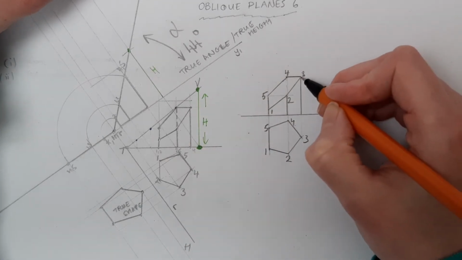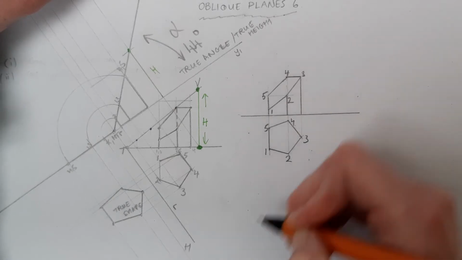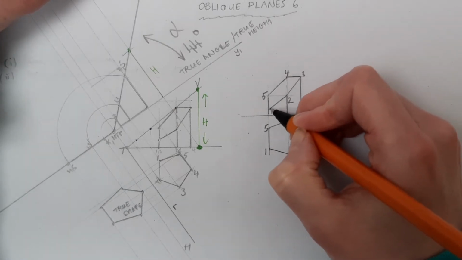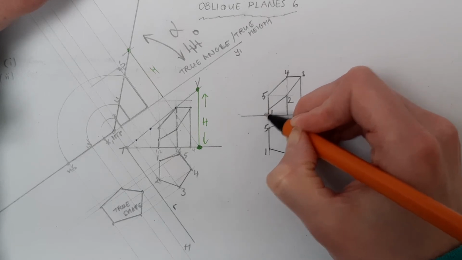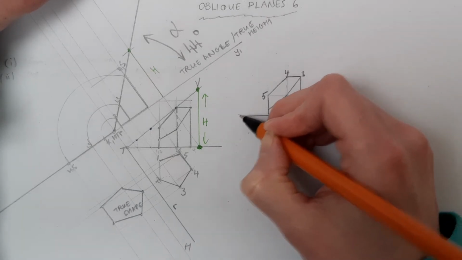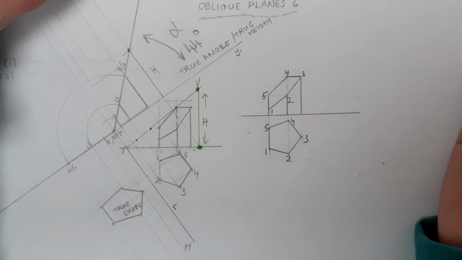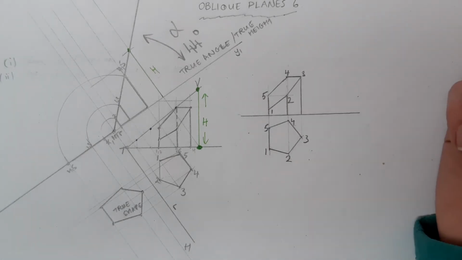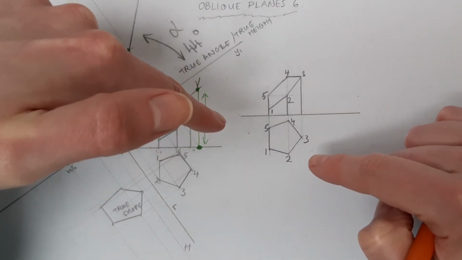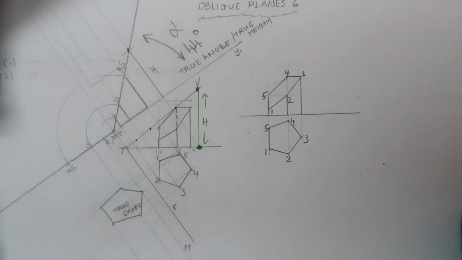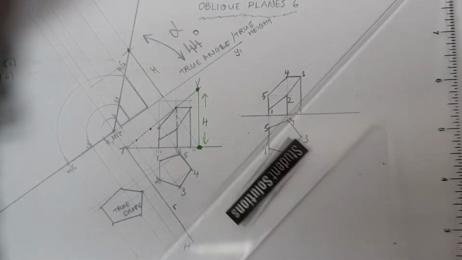However, you can see if I joined 3 to 2 and extended it on, it will touch the ground. Equally, if I join 3 to 1 and extended it on, it will touch the ground. 1 to 4, extended, it will touch the ground. 3 to 5, extended, it will touch the ground, and so on. So even 2 lines is perfect to draw a line. If you join 2 points together, you'll get a line which will be the horizontal trace. So I'll do 1 to 3.